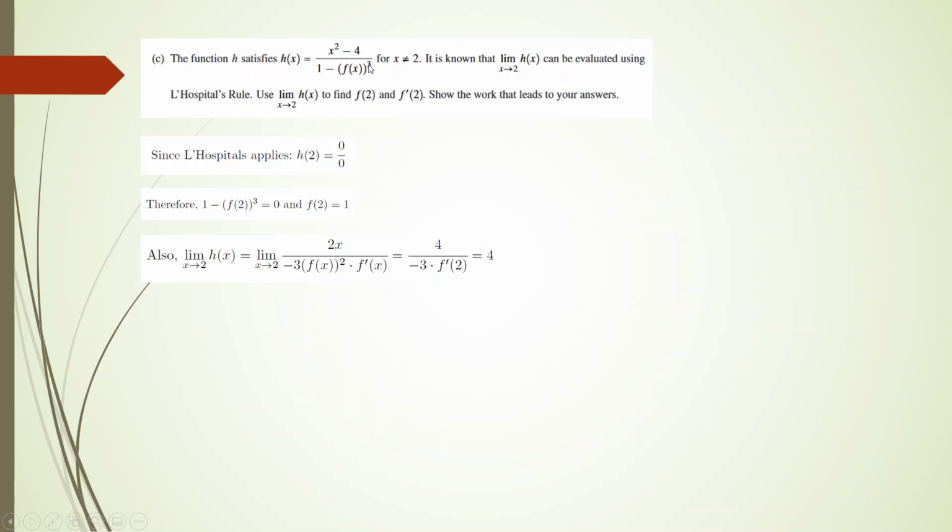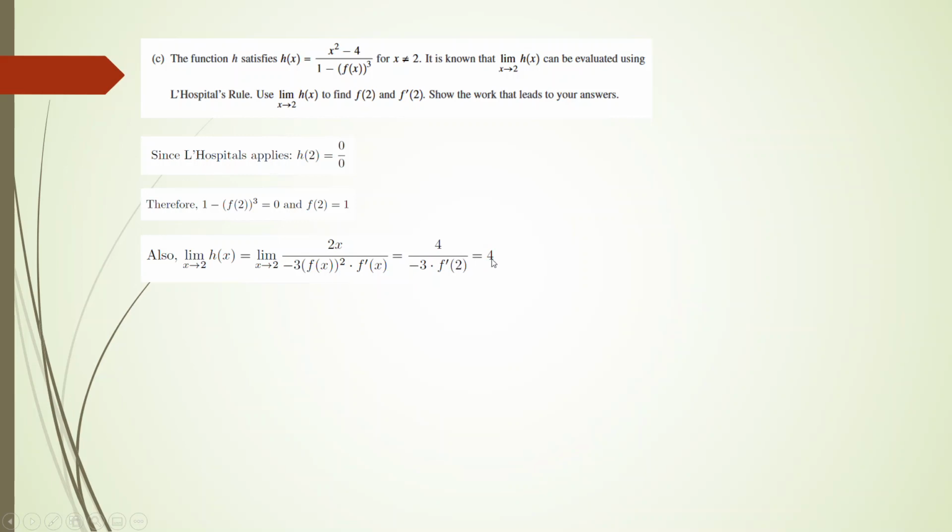You subtract 1 from the power, which gives you f of x squared. And then you multiply by the derivative of what's in the parentheses. So you multiply by the derivative of f of x, which is f prime of x. So that's chain rule happening there. And then you would substitute 2, and 2 times 2 is 4. On the bottom, if you plug in 2, I know that f of 2 is 1, and 1 squared is 1, so I just get negative 3 here, and I get negative 3 times f prime of 2.